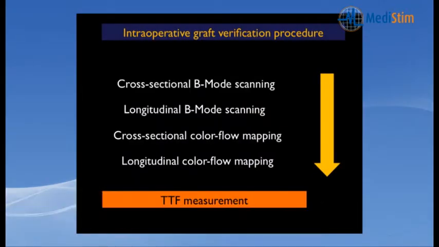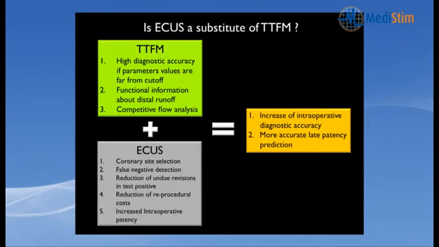So this is our protocol for the graft verification procedure using both methods. First of all, a cross-sectional B-mode scanning should be done, and then a longitudinal B-mode scanning, switching to the cross-sectional color flow mapping and longitudinal color flow mapping, and afterward using TTFM to measure the flow. But is EACTS a substitute for TTFM?